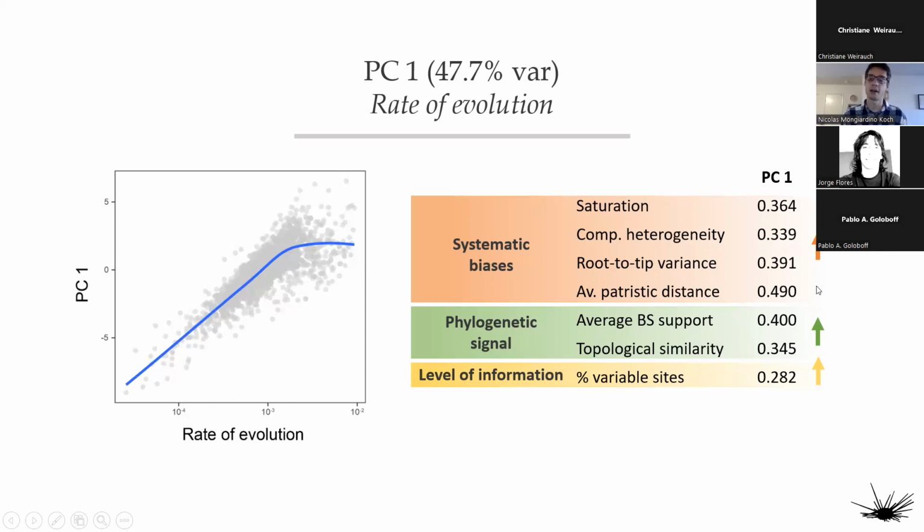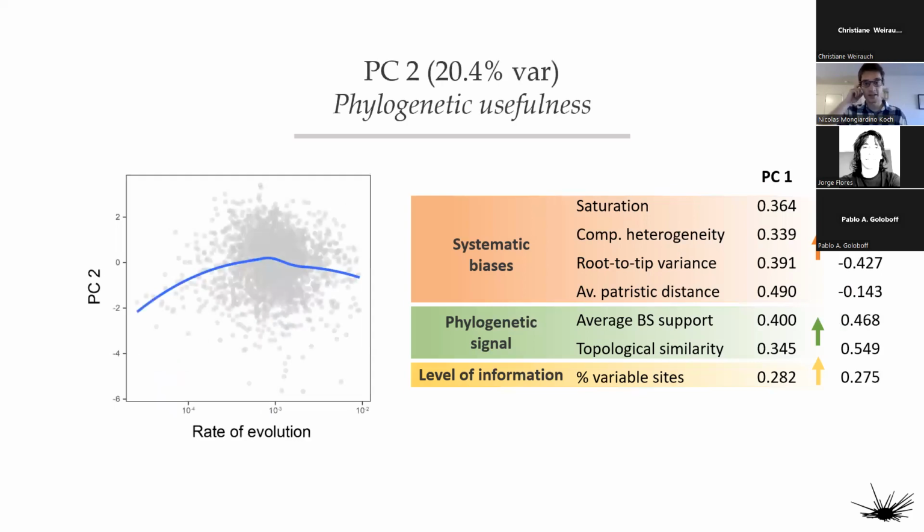And this is also an expected result. Genes that do not evolve at all or evolve very slowly probably don't have any of these. And as rate of evolution increases, then all of these properties increase sort of concomitantly. Now, what's really interesting is that the second major PC axis, which explained about a fifth of total variance, is roughly uncorrelated with the rate of evolution. There's some sort of peak at intermediate rates of evolution, and that's going to become important later on.